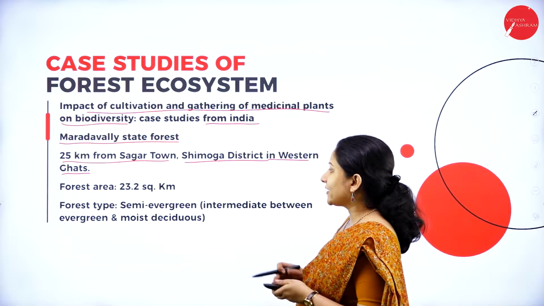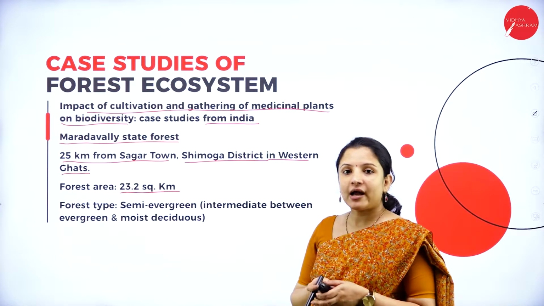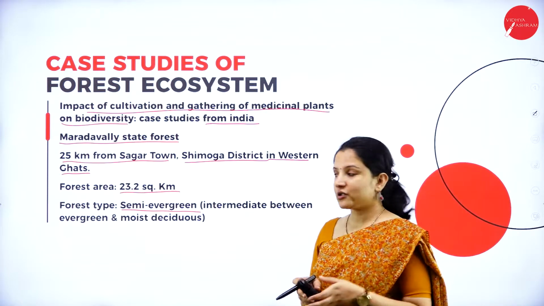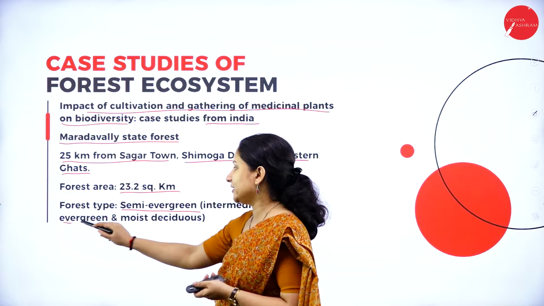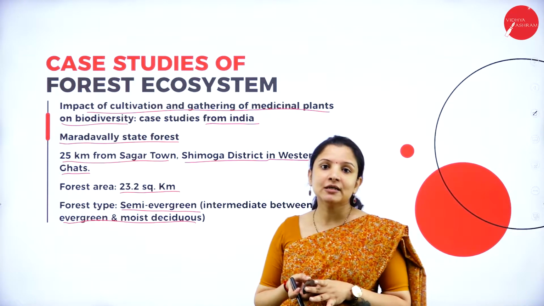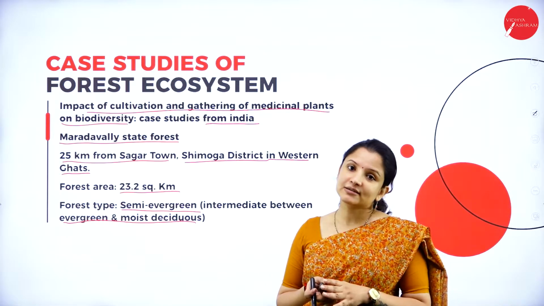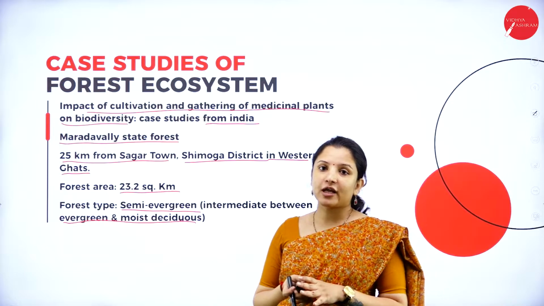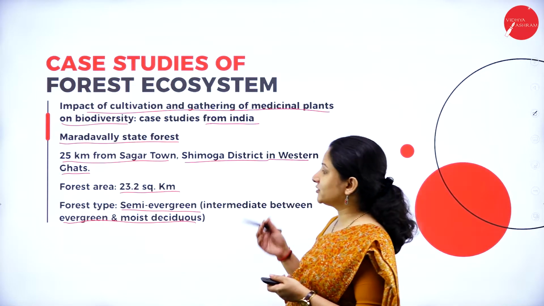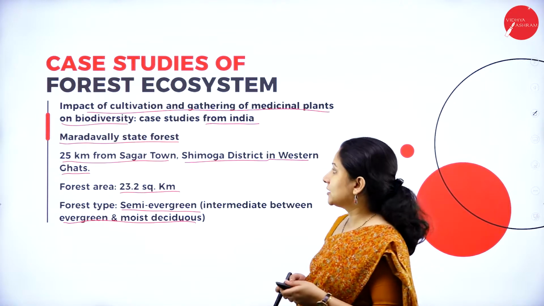So this forest area covers around 23.2 square kilometer and it has semi-evergreen forest, that is intermediate between evergreen and moist deciduous forest with abundant number of trees, plants, mosses, ferns, etc. Because we all know that Shivamogga receives quite a high amount of rainfall, therefore the vegetation there is quite dense and especially it comes under this forest, Maradavalli comes under the Western Ghats.